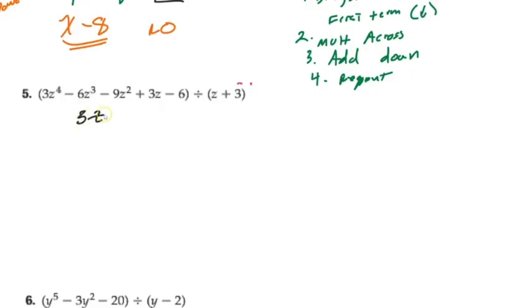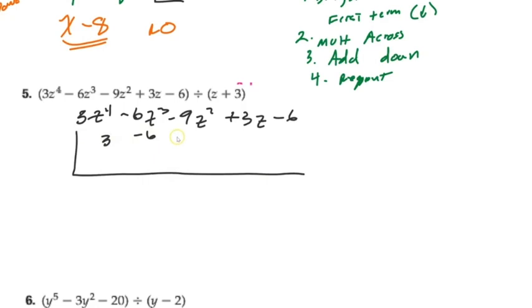I'll rewrite it. 3z to the 4th minus 6z cubed minus 9z squared plus 3z minus 6. Coefficients 3, negative 6, negative 9, 3, and negative 6. Bring down the first term, so below arrow here. And the last one's always my remainder. In this case, we always do the opposite of this. We're going to divide by z plus 3, so inside opposite, negative 3.